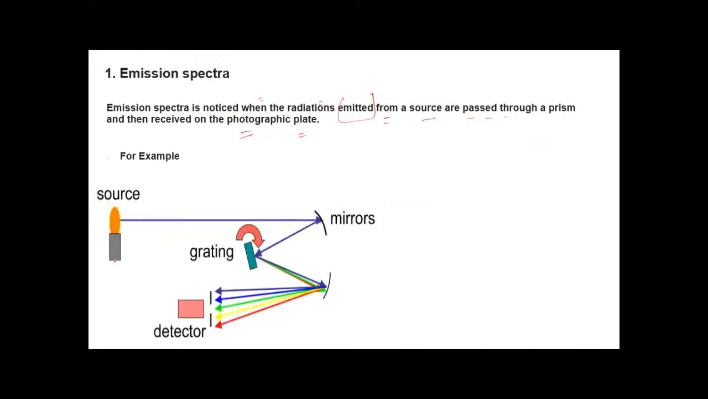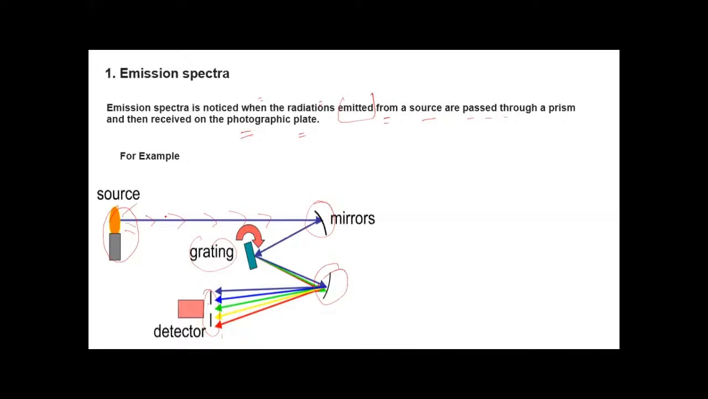This candle acts as a source. Here light is emitted from this source and this light then strikes the mirror, then the grating, then again a lower mirror, and then here is the photographic plate on which this radiation falls. So here a spectrum is obtained. This spectrum is emission spectrum. Why? Because this spectrum is obtained when light is emitted by the source or the sample. Here we can take a sample also.